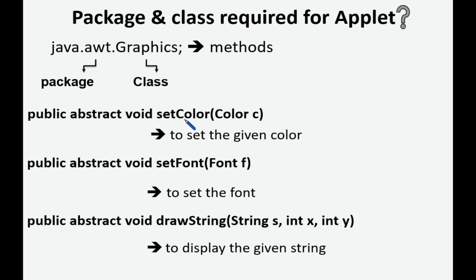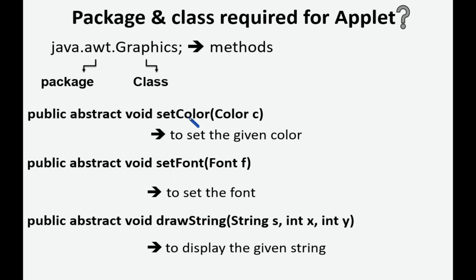So see the setColor method. So all the method names which consist of two words, the first letter should be in small, whereas the first letter of the second word should be in capital. So note it down. setColor, C should be in capital. In case of setFont, F is in capital letter. So similarly for drawString, S should be in capital.